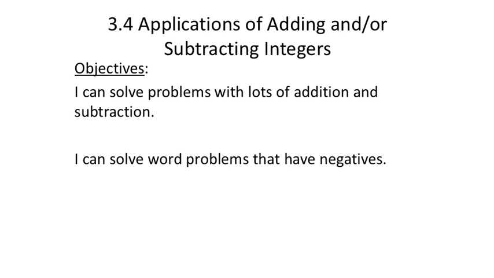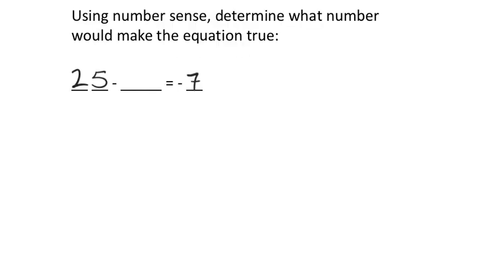3.4, applications of adding and or subtracting integers. So, I guess lots of addition and subtraction, just more than 2 terms at a time, which I think we saw some last time with addition. And then I can solve word problems that have negatives. Fair enough. Okay, so 25 minus something equals -7.